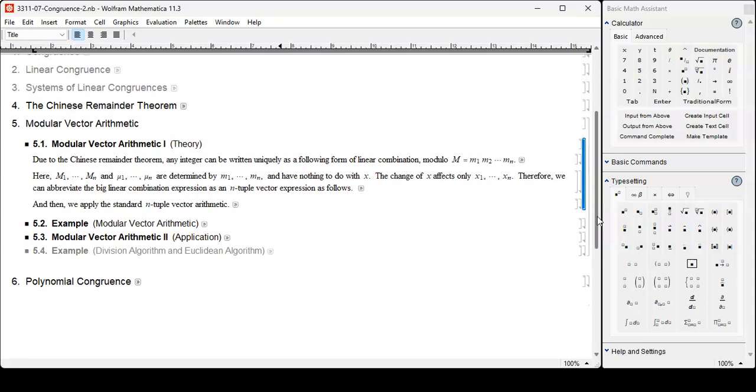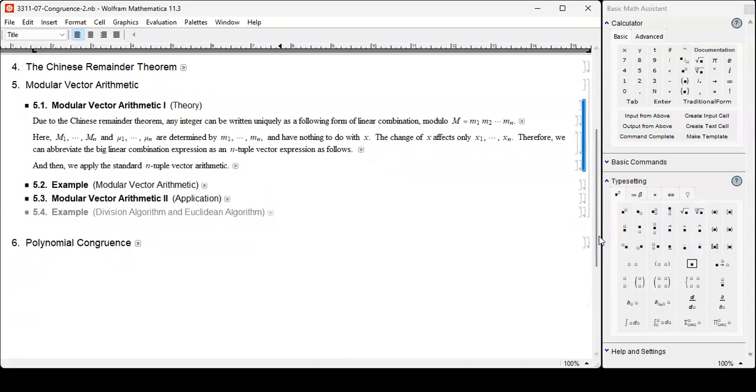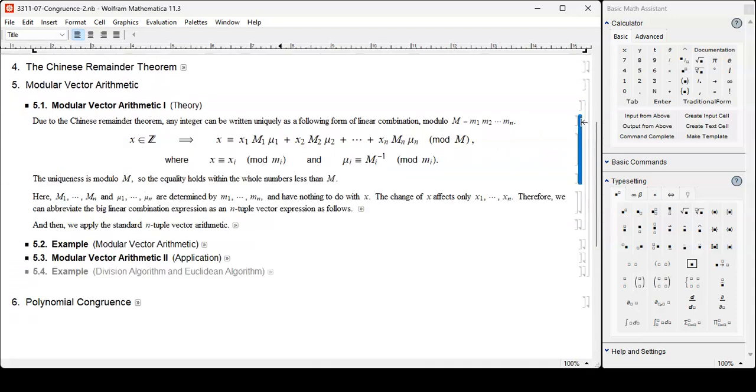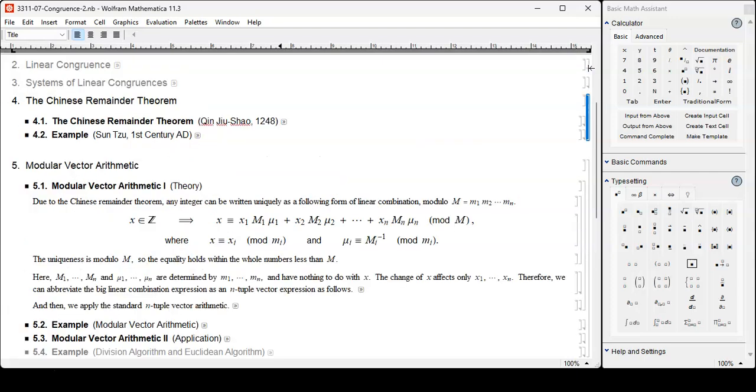Due to the Chinese remainder theorem, any integer can be written as a linear combination like this, given moduli m1, m2, m3, and so on, which are pairwise relatively prime. Do you recognize this from the Chinese remainder theorem? If you do, great. In case you don't, let's go back to section 4 and have a review.